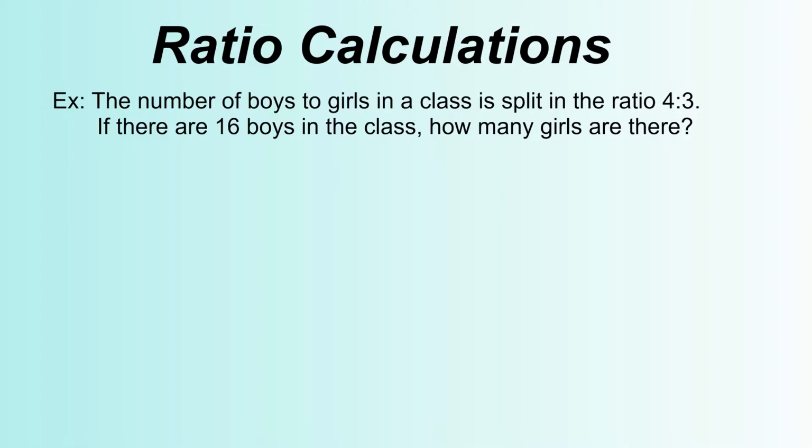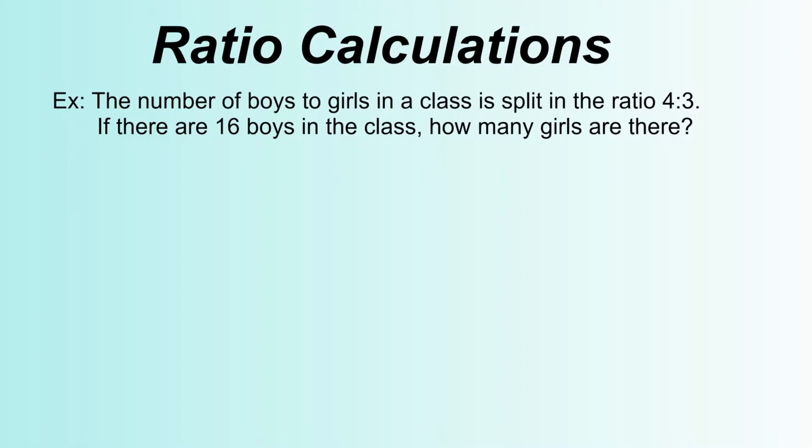So this is the next step in your progress through the ratio topic, and what we're going to look at here is how ratio can be used in real life examples, and all these questions will be in contexts. So the first one we've got is: the number of boys to girls in a class is split in the ratio 4 to 3. If there are 16 boys in the class, how many girls are there?